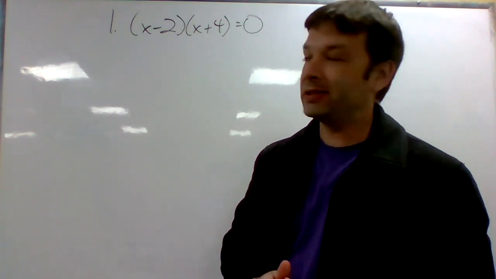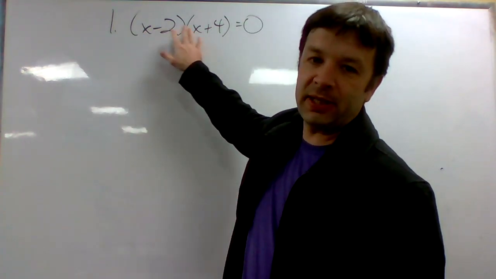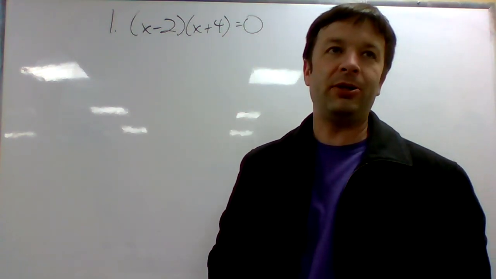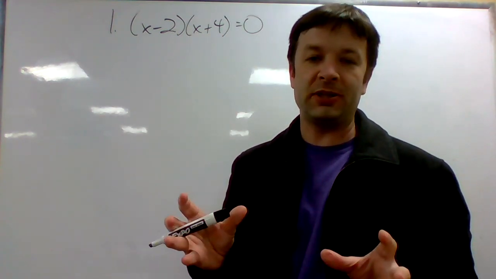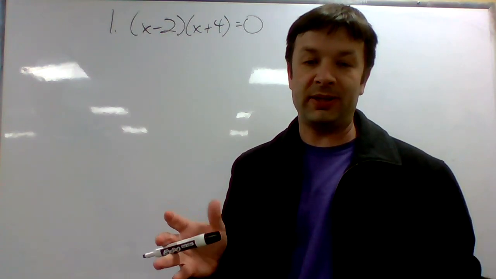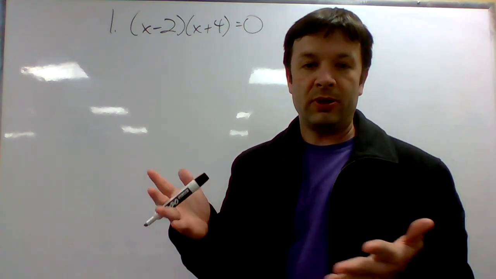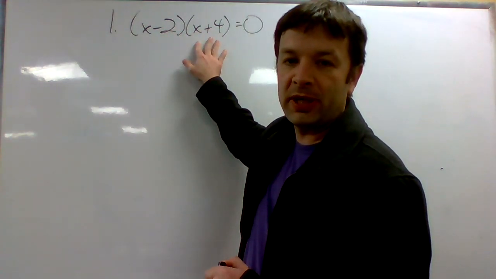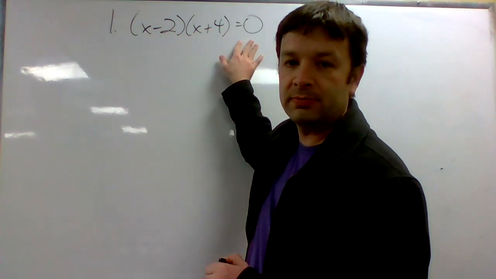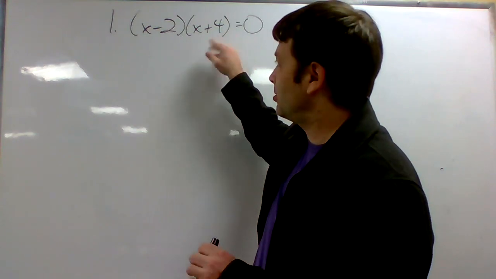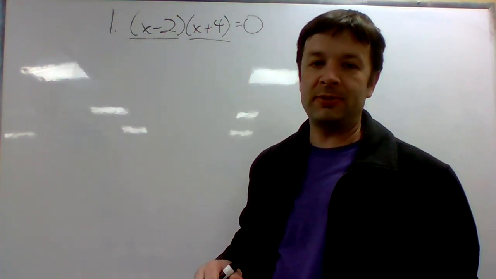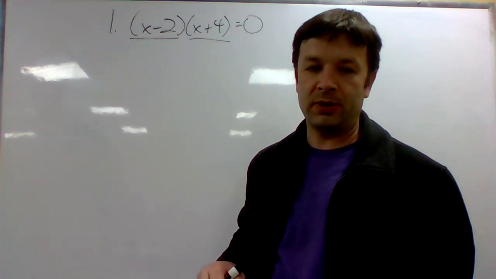It says this thing times this thing equals 0. So if you have two things multiplied together and the answer is 0, what do we know about at least one of these two things? What do you have to multiply to get 0? 0. So one of these two factors has to be 0 for this to work.